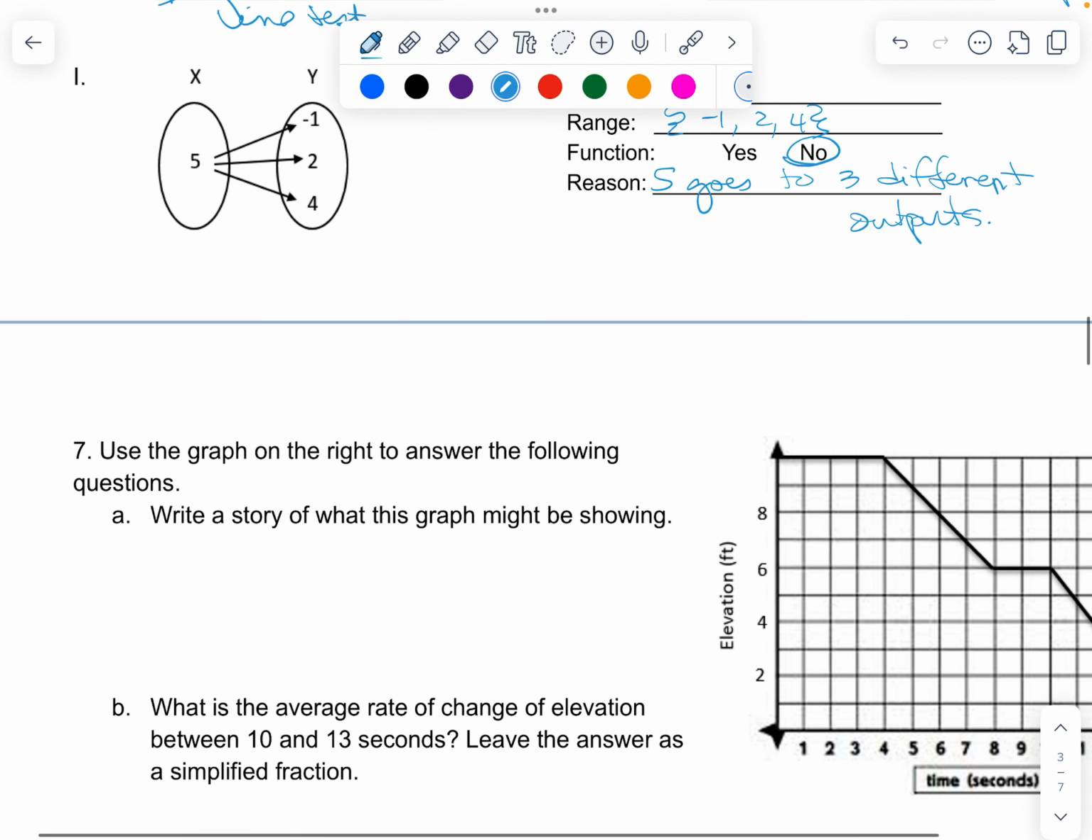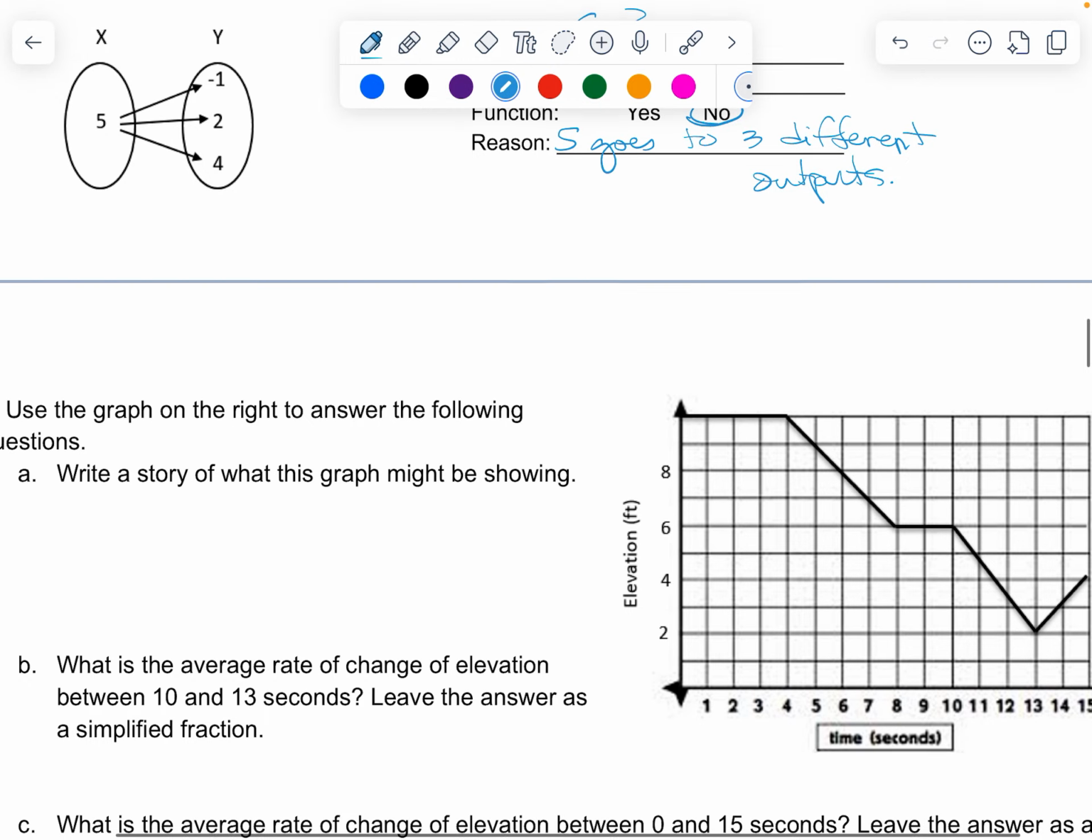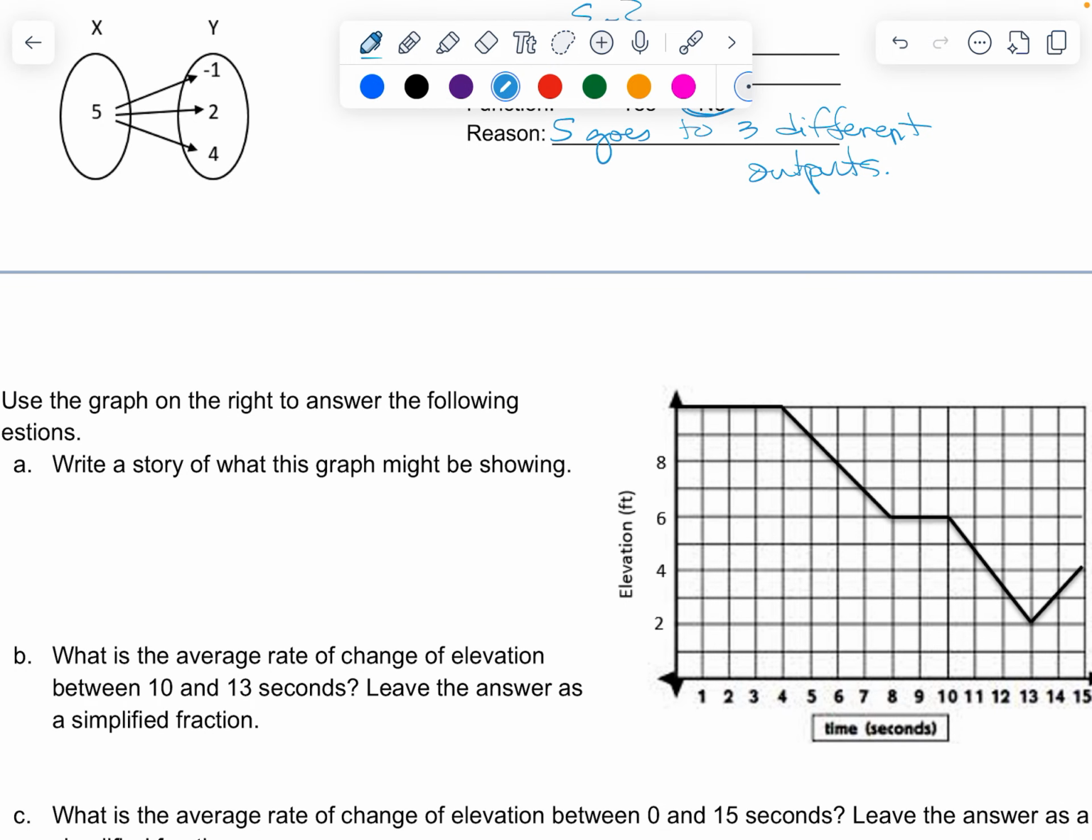Okay, so this next one, use the graph to the right to answer the following questions. Write a story of what this graph might be showing. So we have seconds on the bottom and elevation on the top. Joe needs to hike down a hill. He stands for, what is that? 4 seconds.